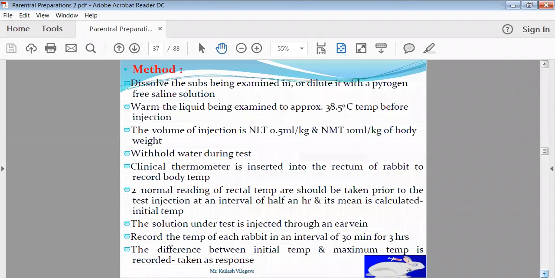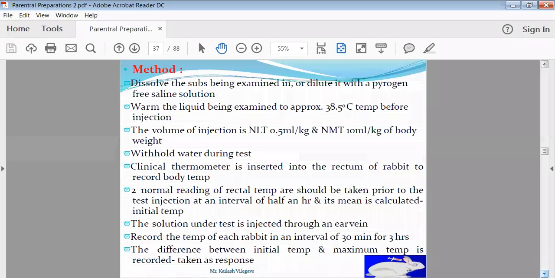Prior to administration, we have to check the body temperature of the rabbits. Two times minimum we have to check the body temperature of the rabbit and record that temperature. After that, we insert the product into the ear vein of the rabbit. First we have checked each rabbit's temperature, and after that we insert the injection into the ear vein. Then after every 30 minutes we have to check the temperature of the rabbits.